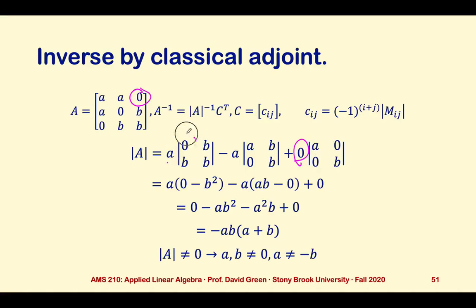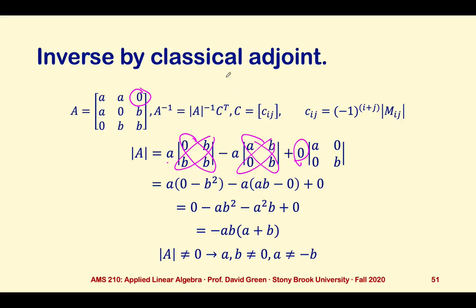Evaluating these determinants, A times (0 minus B squared) minus A times (AB minus 0), we see that even just having a few zeros along the diagonal simplifies the calculation of the determinants a fair bit because we have terms that simply disappear. This is negative AB squared minus A squared B plus 0. Both of these terms have a common AB, so I will factor that out, and I'll also factor out the negative to give negative AB times (A plus B). This is our determinant.